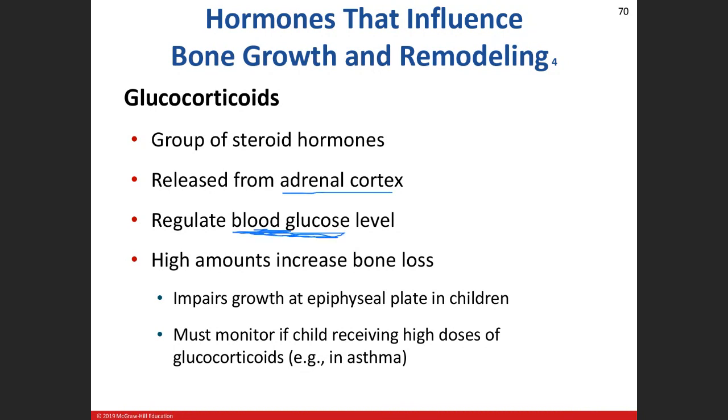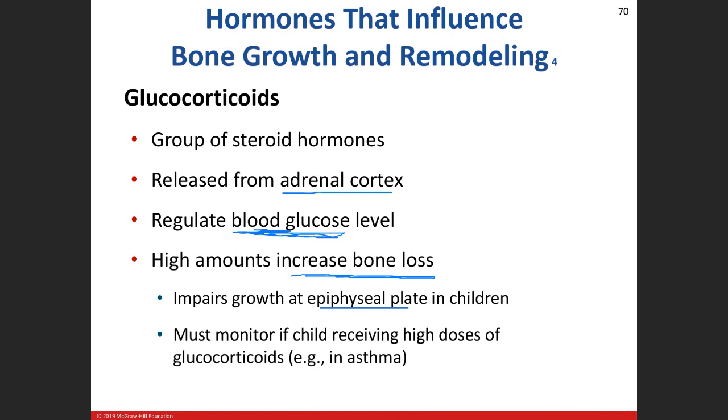But what will happen is, when we are secreting, say you have a tumor that's affecting the cortex of the adrenal gland, and you start to secrete high levels of this, it will increase bone loss. Part of that is because of what occurs, again, at the epiphyseal growth plate. You seeing a trend here? We're seeing a lot of these hormones affecting that.